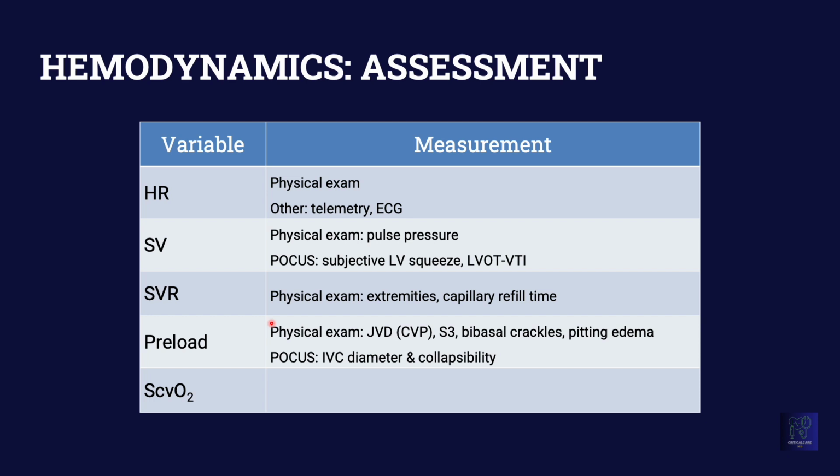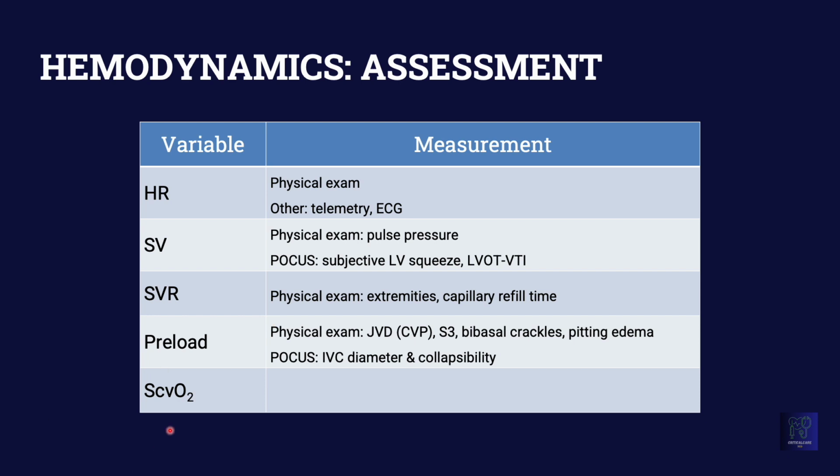Point of care ultrasound can also be very useful here. You can look at the IVC diameter and collapsibility. Using all this information, make a best estimate of the patient's preload. Is it euvolemic, hypervolemic, or hypovolemic?